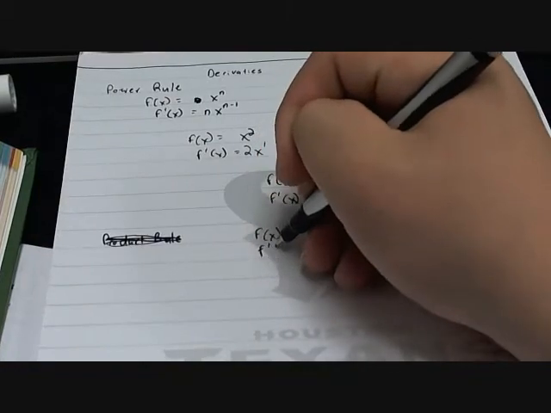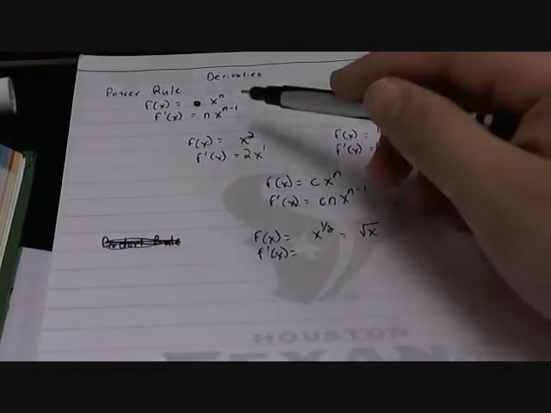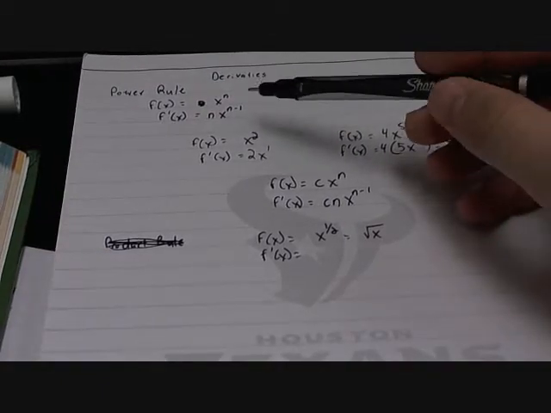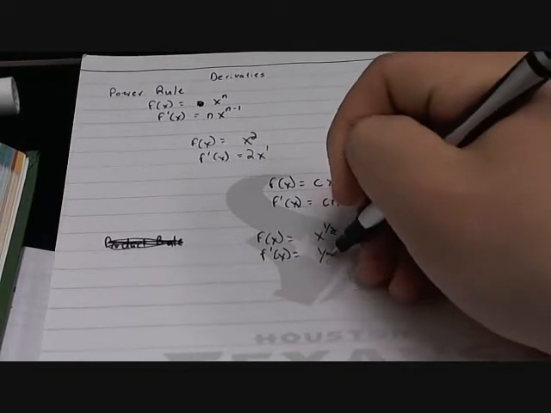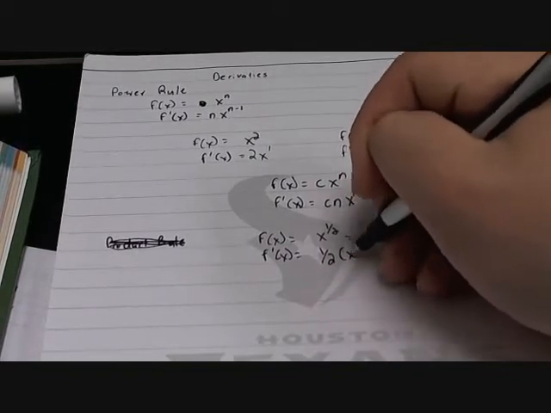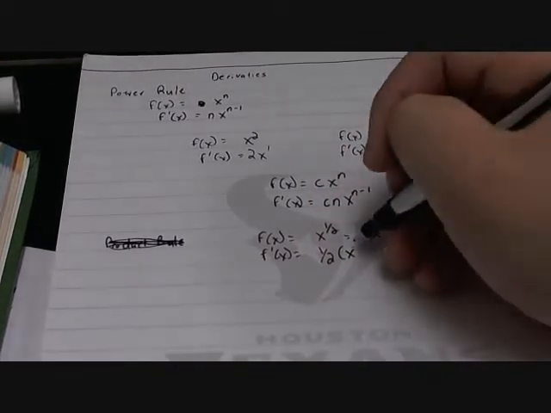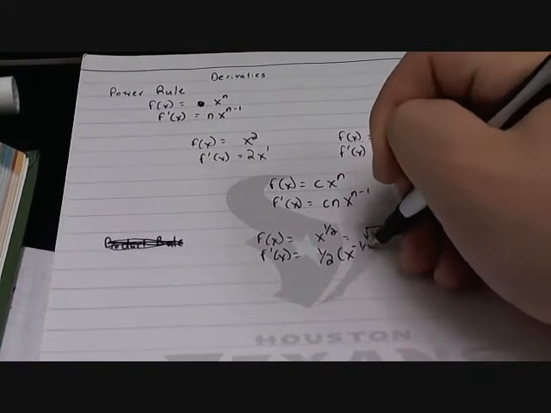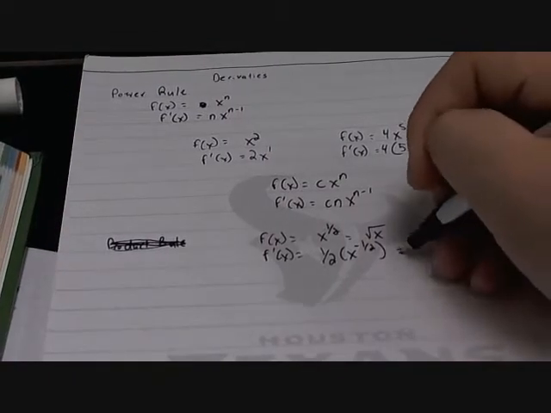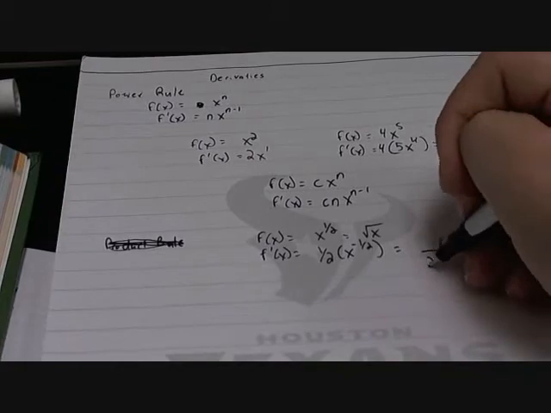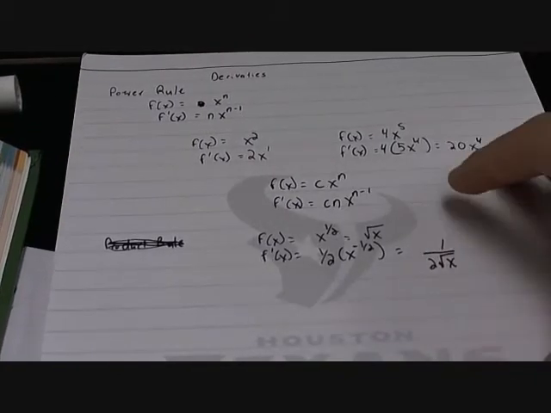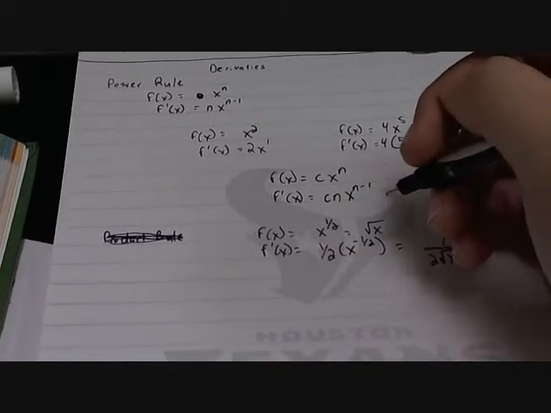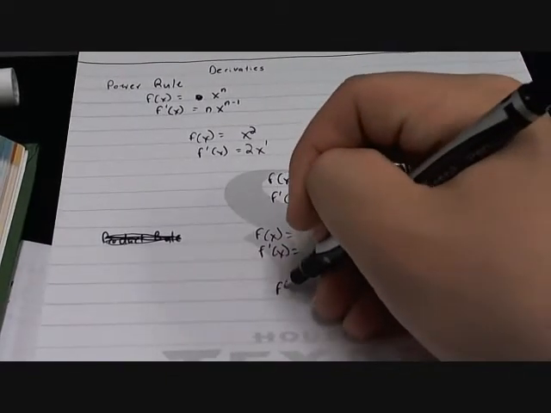So f prime of x is equal to, we do the same thing. n doesn't have to be a whole number, it can be any number. So bring down the 1/2, and it's times x, and 1/2 minus 1 is, of course, negative 1/2. So this is going to be 1 over 2 times the square root of x. So we do one more.